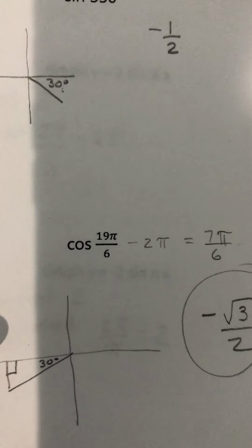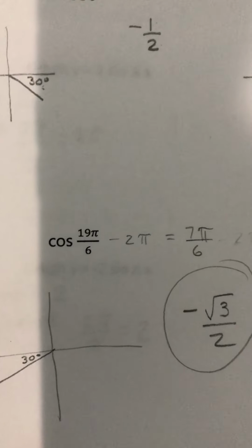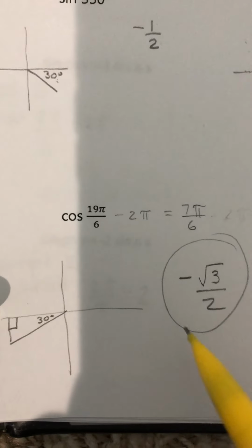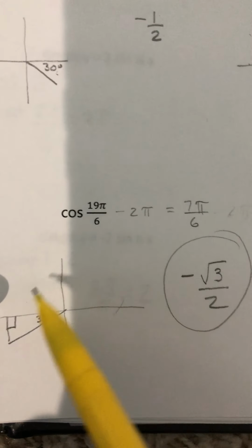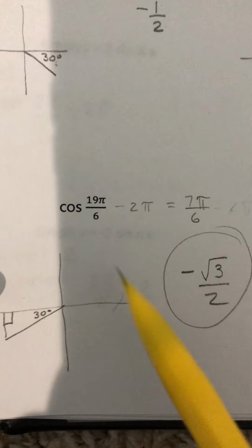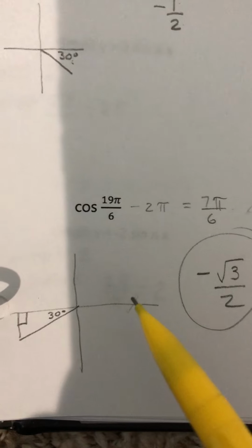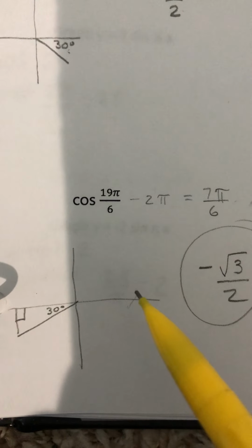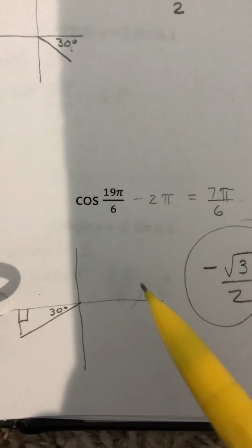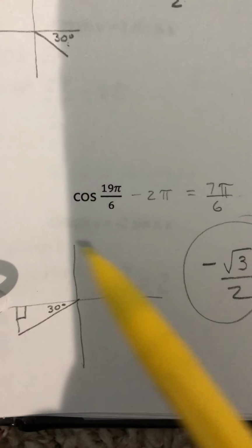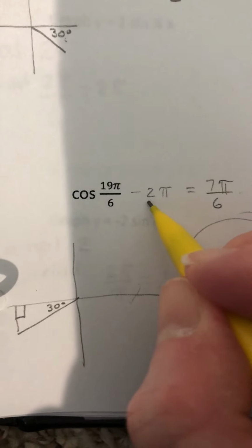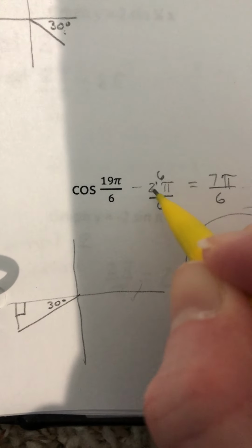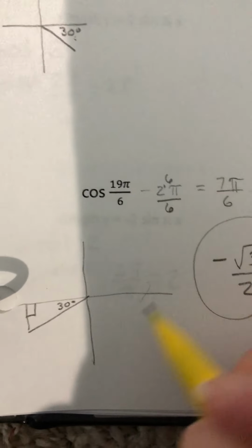The cosine of 19 pi over 6. First subtract 2 pi to get it down, so you're eliminating the possibility of those turns. It goes around one time, and that's why I took off the 2 pi. Then it's going to keep going, and finding a common denominator, multiply by 6. That's 12. 19 minus 12, that's 7 pi over 6.